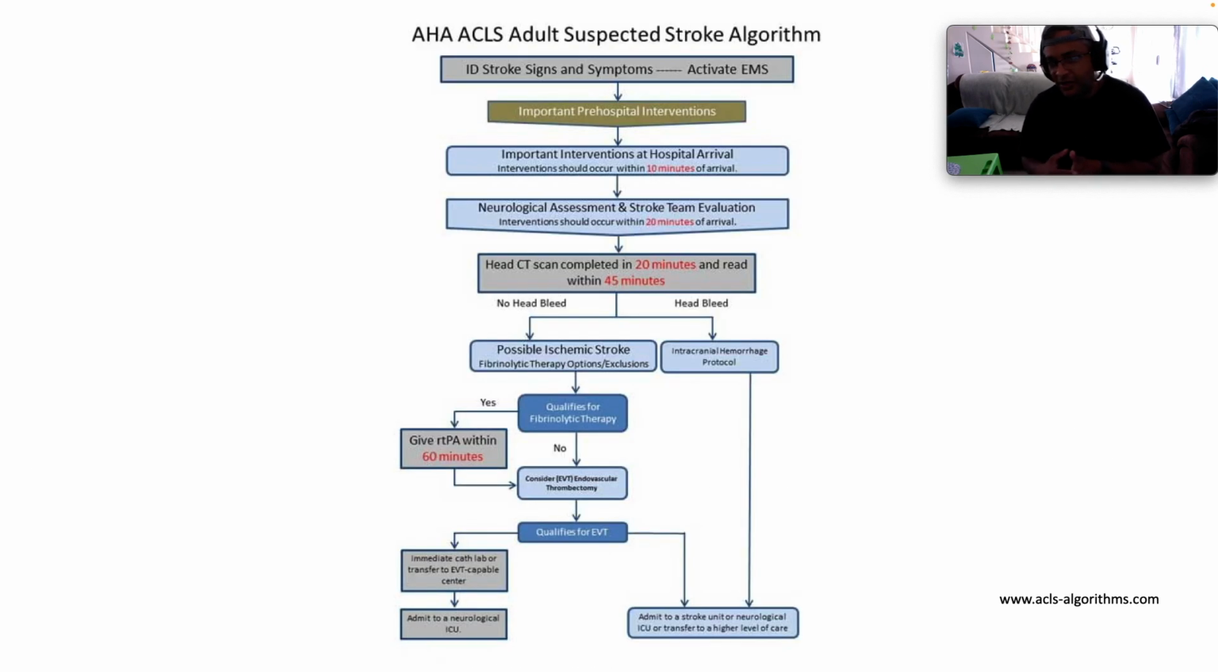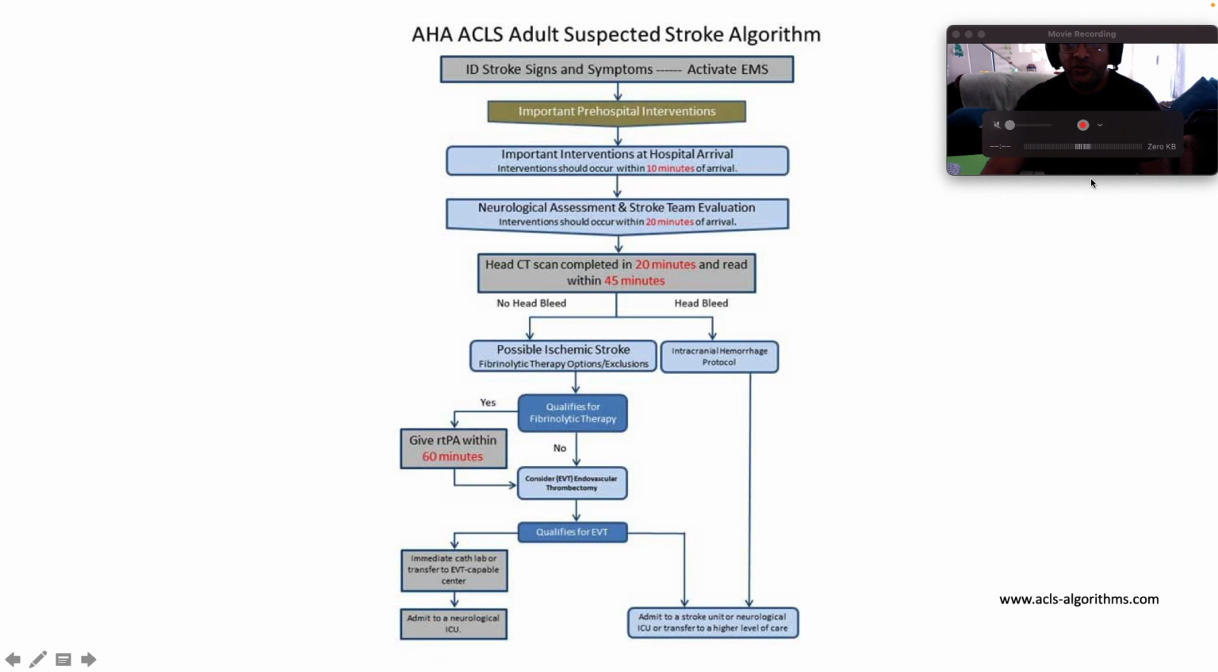Guys, here's our immediate management of stroke patients. So you know the acronym FAST, which is face, arm, speech, and time. If there's hemifacial droop, there's weakness in one side of the body, you find that the patient can't speak, they have slurred speech, then you've got to be quick. Get that patient through to your nearest hospital or care facility. So important interventions at hospital arrival should occur within 10 minutes of arrival. Neurological assessment and stroke team evaluation usually within 20 minutes of arrival. You should have your head CT scan as far as possible within 20 minutes of arrival and have an interpretation of that CT brain within 45 minutes.